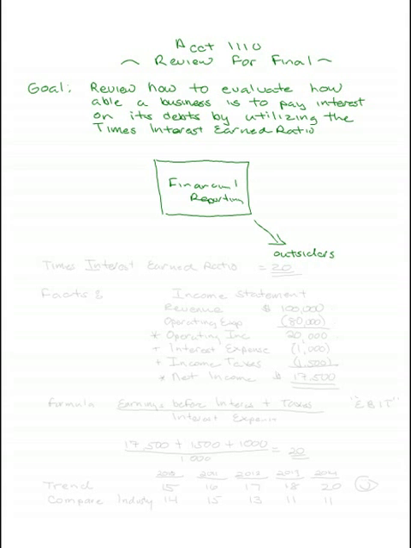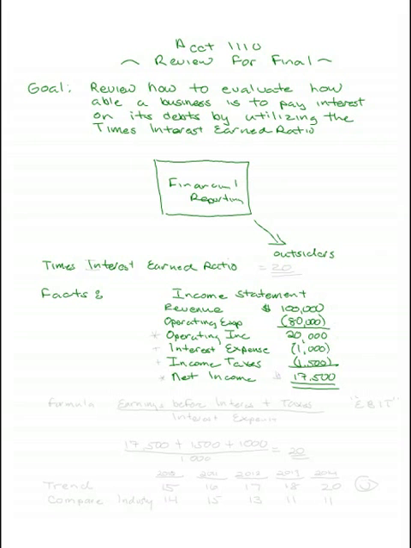One way that they use to do this is to evaluate us using the times interest earned ratio. And this ratio simply tells you how many times a business earns its interest expense during the course of an accounting period, and allows you to evaluate how able they are to pay that. The higher the ratio, the less risk there is involved that they won't have enough money to pay their interest as it comes due. Let me give you some facts.